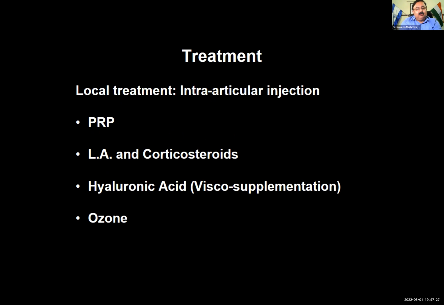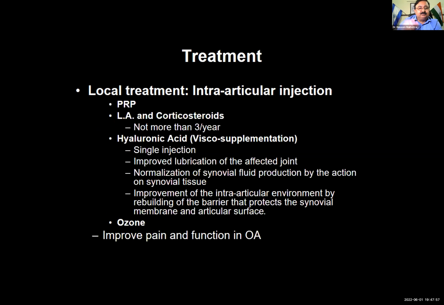The other treatment which we usually have to do, because patients will come to us once they have taken all the medical treatment and they don't want to undergo total knee replacement, or they are not medically fit for total knee replacement, is intra-articular injections. Nowadays different drugs are available: platelet-rich plasma, local anesthetic and corticosteroid combination, viscosupplementation with high molecular weight hyaluronic acid, and in some places ozone is also used.